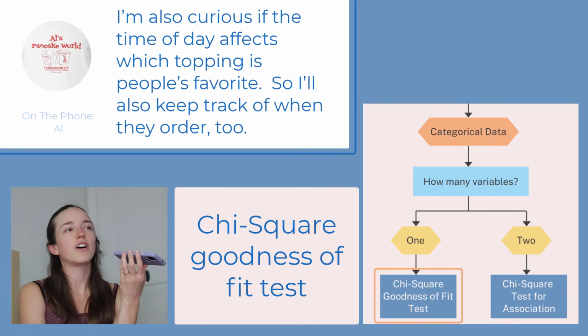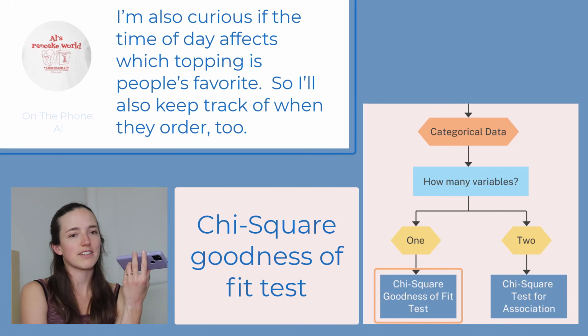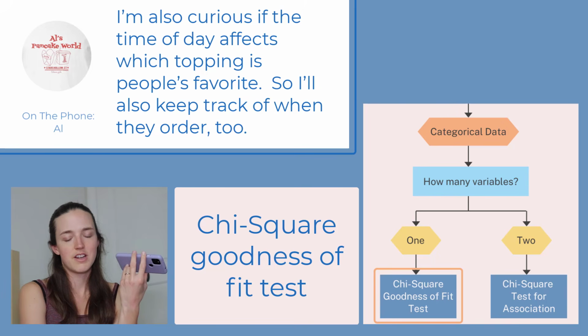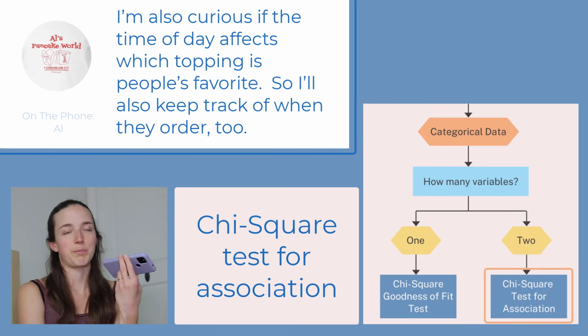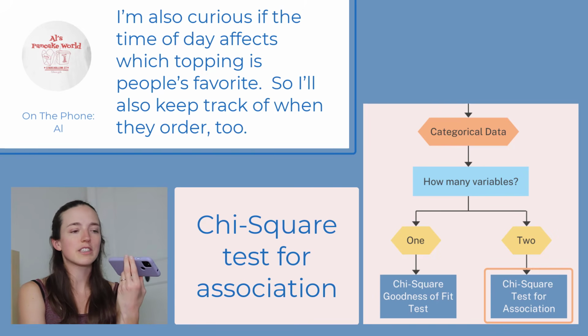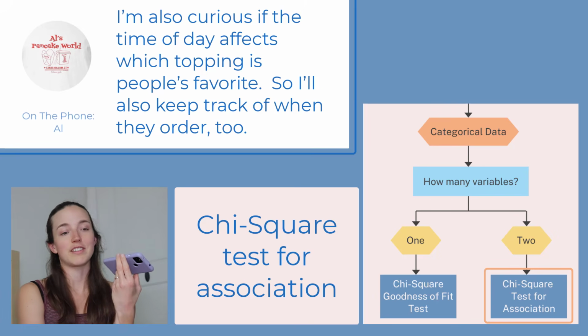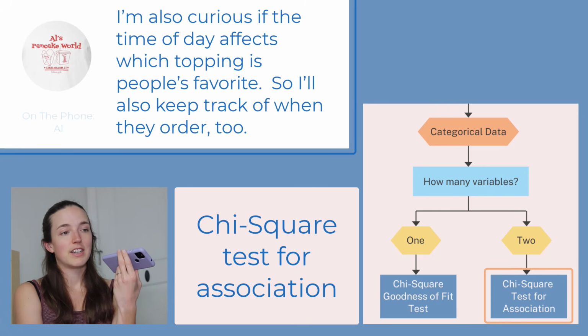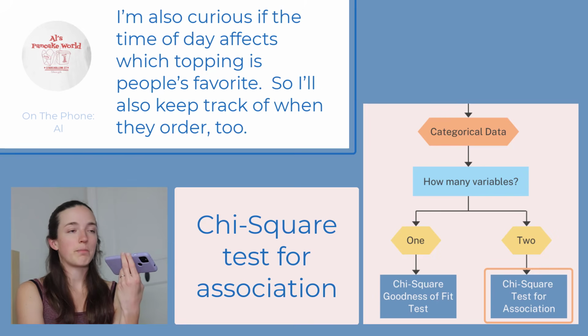Oh, interesting. You're also curious if the time of day affects which topping people prefer. Well, in that case, that'd be a chi-squared test for association or independence. Because then you have 2 categorical variables. You've got the toppings and you've got time of day. Yep, association and independence are the same thing. You can call it whatever you want.